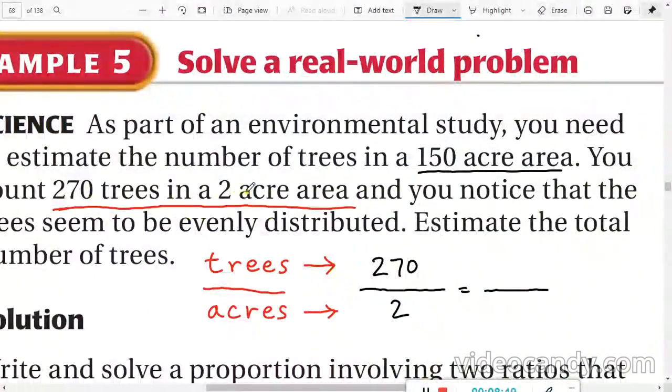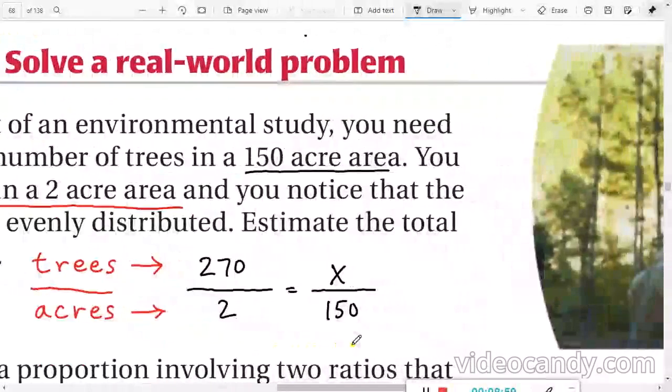Okay, 270 trees in 2 acres. We have that. And now we have 150 acres. The acres goes in the denominators. And we want to estimate how many trees are in 150 acres. So we're just going to call that X. All right, and now we're in business.